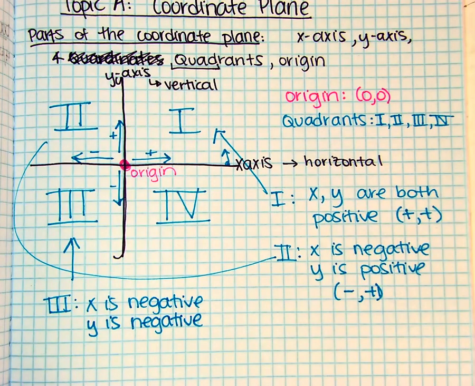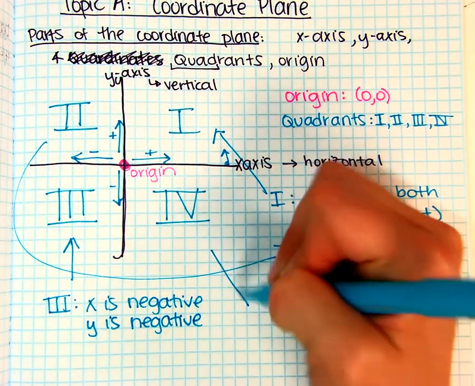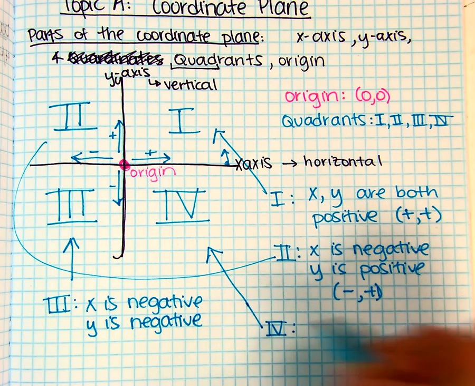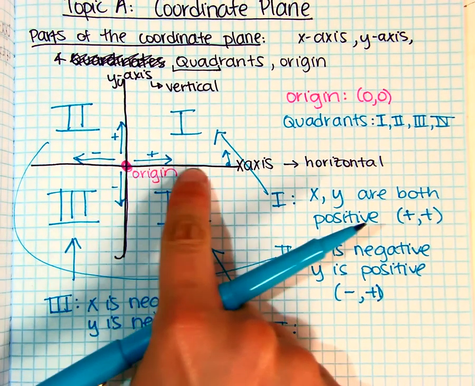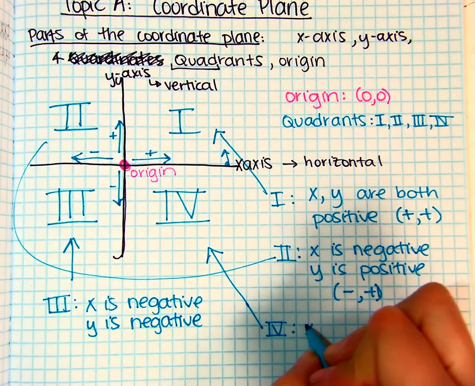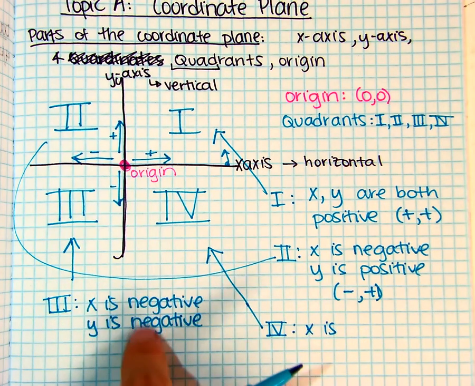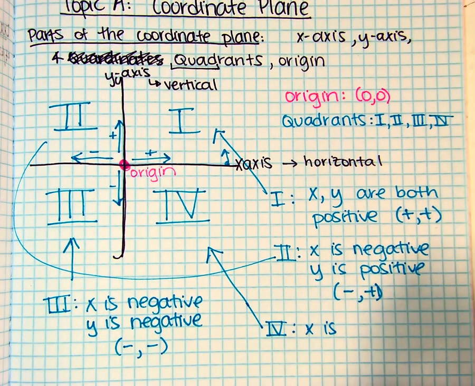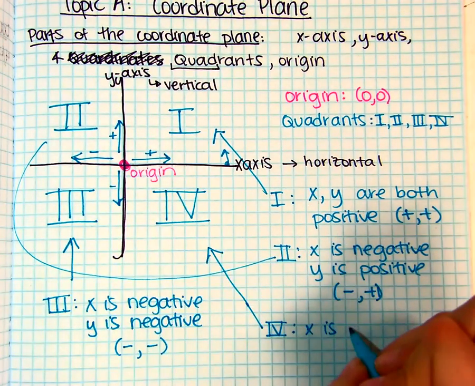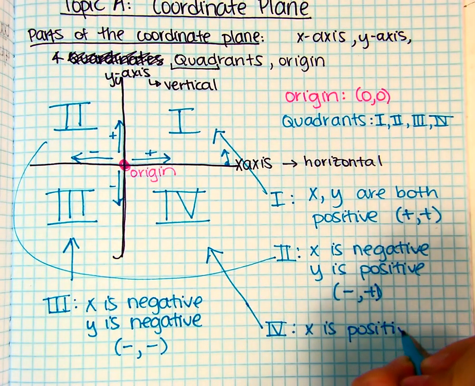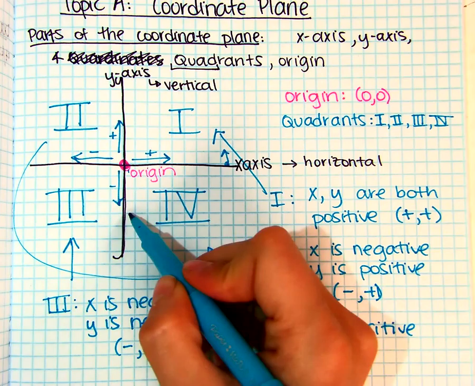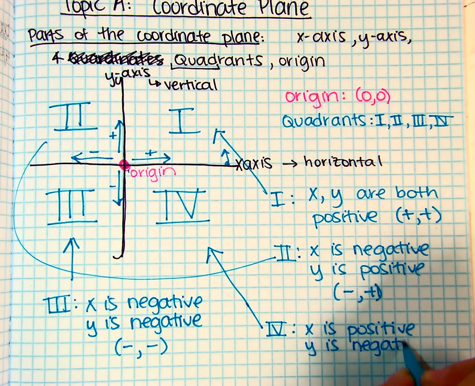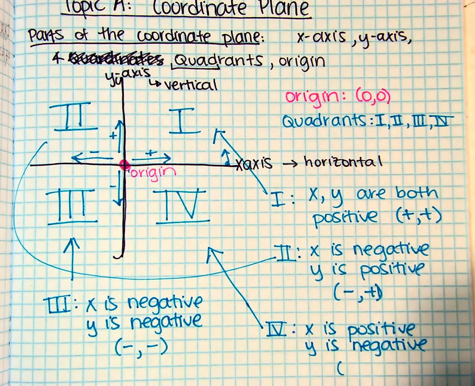Last but not least is quadrant number 4. So if we look at our x, it is positive. Oh, just kidding. Let's go back over here. If we look at the point, we'll have a negative number and a negative number. So over here, we've got x is positive. However, y is negative. So those points would be positive, negative.